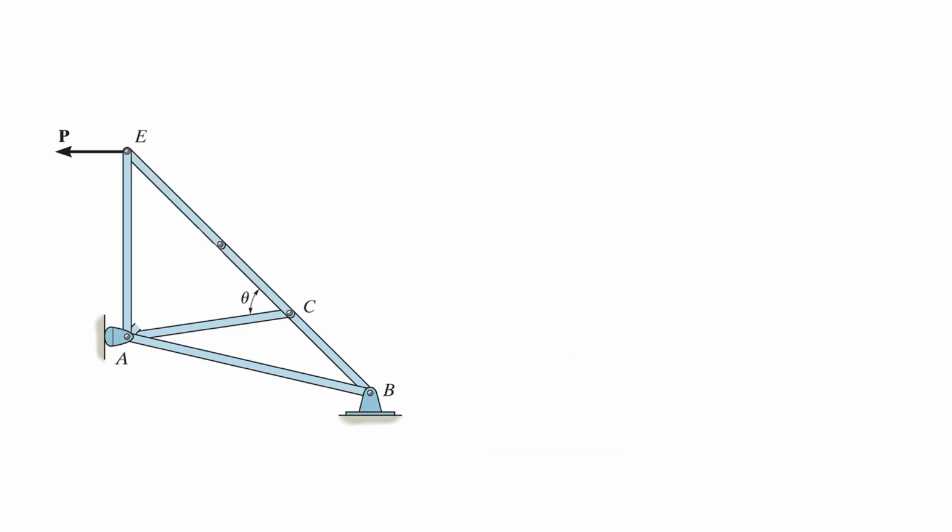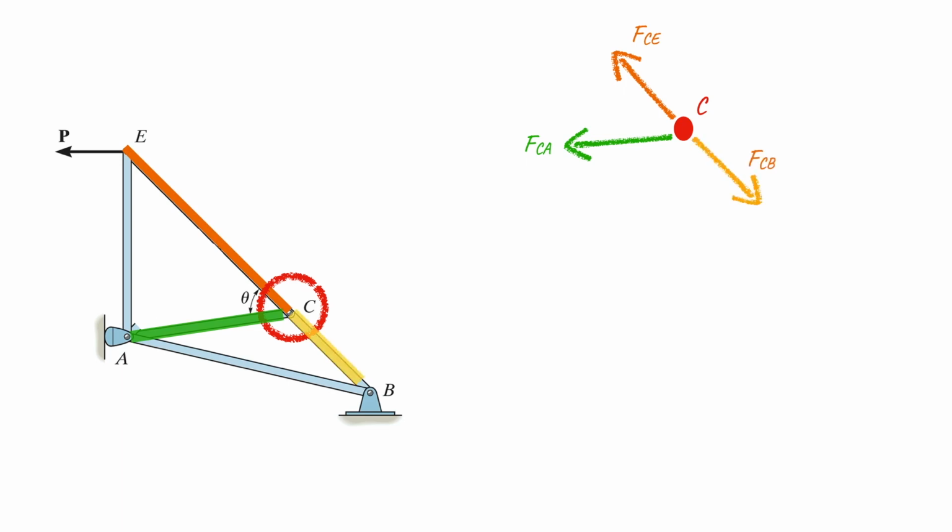Now if you look at joint C, it interconnects beam CA, beam CE and also beam CB. If you draw the free body diagram at joint C, then beam CA can be represented with a force in this direction called FCA. The force at beam CE can be represented with this kind of force direction, while the beam CB can be represented with a force in this direction.